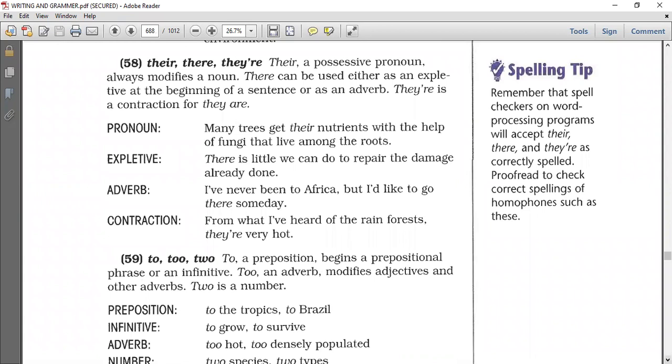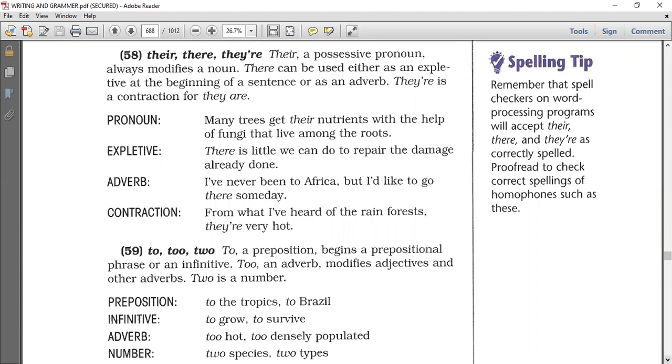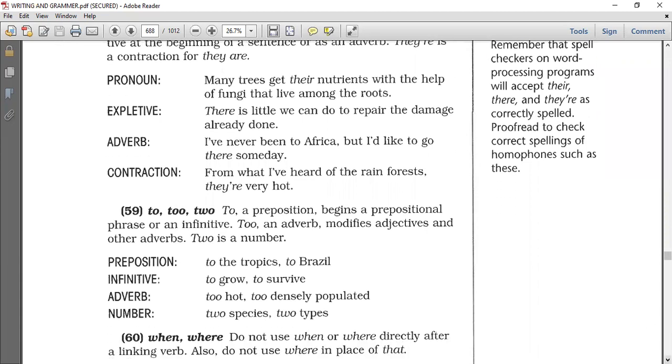Their, there, they're. The first word, their: these are my friends, and this is their mother. There, the second word, is an adverb of place. Come here, go over there. Number 3, they're, this word means they are. They're happy, they're dancing, they're very hot, like the example, and so on.